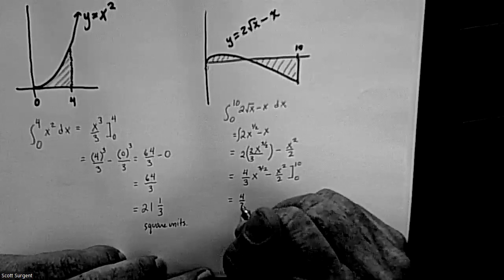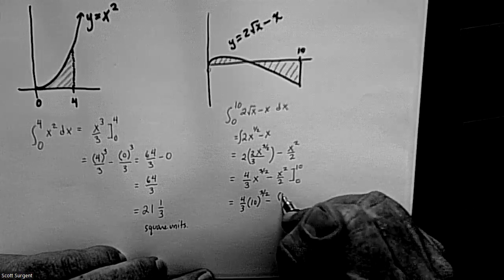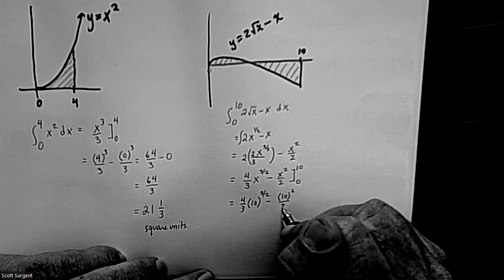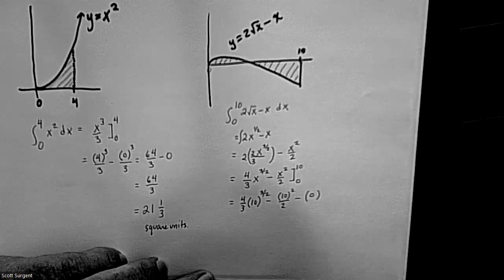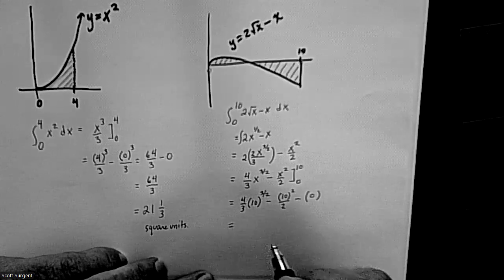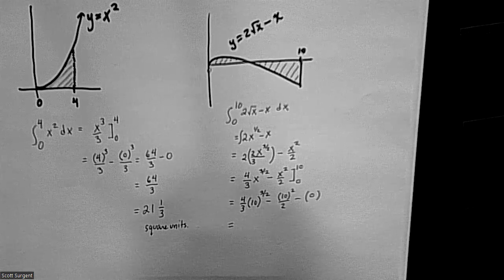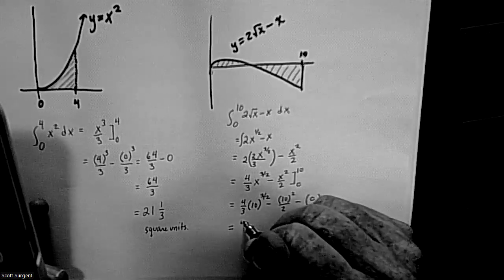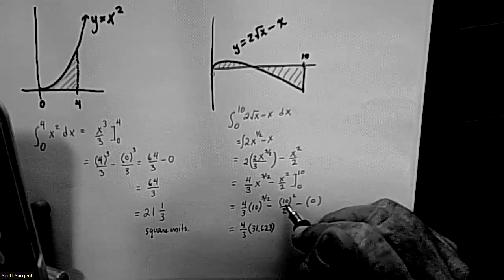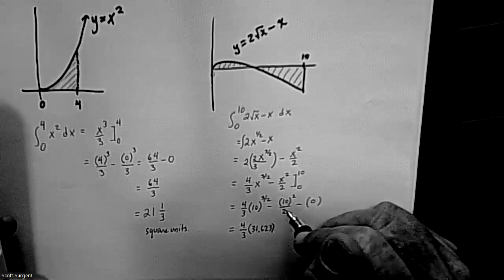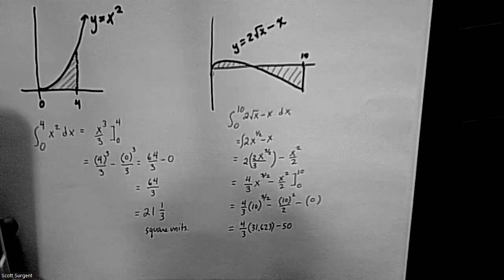I plug in the 10. And then when I plug in the 0, notice that I'm just going to get 0 both times. So I'll just write a single 0 there. That's just going to drop out. So I get a crazy answer here. I'm going to need a calculator for that. So 10 to the 3/2 power is about 31.623. Now 10 squared is 100. So 100 over 2 is 50. And of course, the 0 part just doesn't need to be written at all.